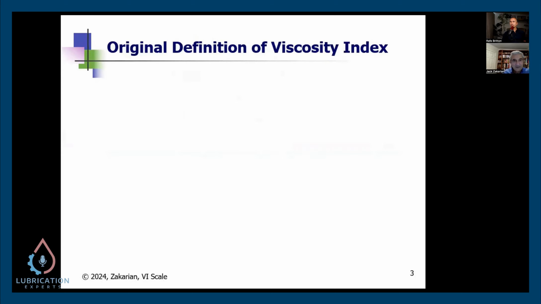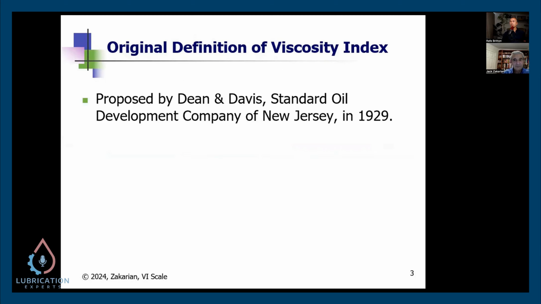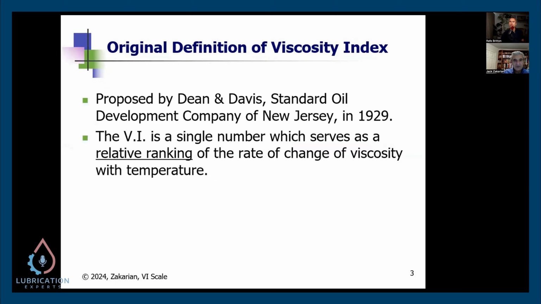So to get down to the definition as it was originally proposed, in 1929, two researchers, Dean and Davis, at Standard Oil in New Jersey, which now is ExxonMobil, proposed this system, which essentially was a single number that you could use to designate the rate of change of viscosity with temperature.